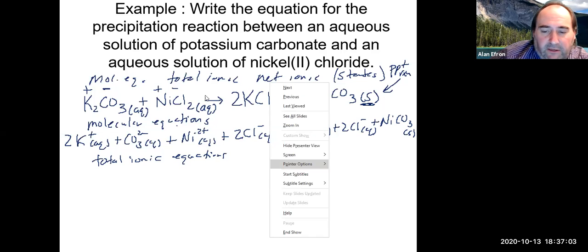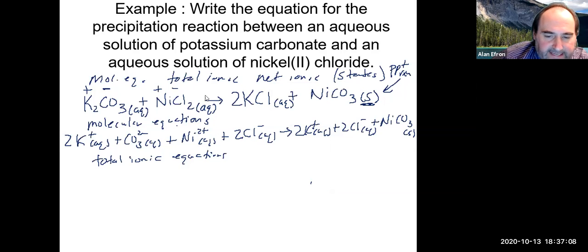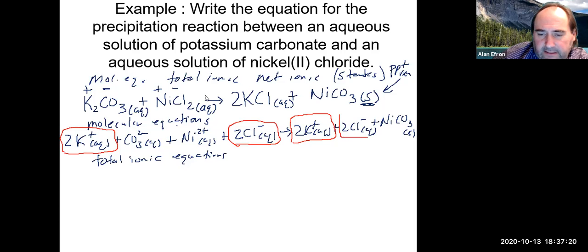We can now look for our spectator ions. Again, same ions, both sides. I see a couple of potassiums here, and a couple of potassiums over here. I also see a couple of chlorides on the left and a couple on the right. These again would be our spectator ions. So our spectators would be our potassium and our chloride ions.